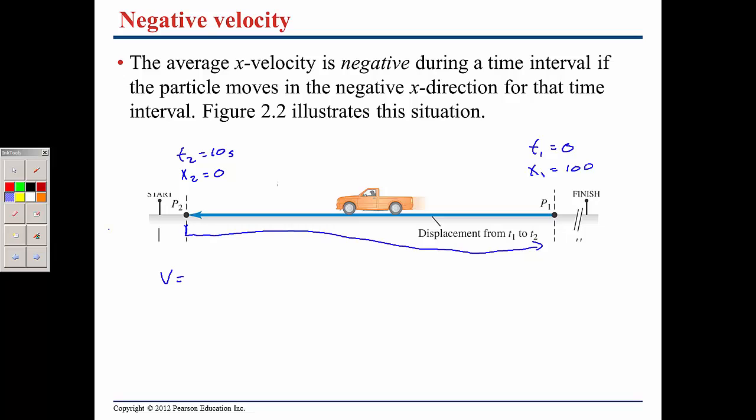Now I would talk about a velocity that is change in position divided by the change in time, and now it's going to be 0 minus 100 meters divided by 10 seconds minus 0. The velocity is now equal to negative 10 meters per second. All that really means is that the truck is traveling not in the positive x direction, but in the negative x direction.